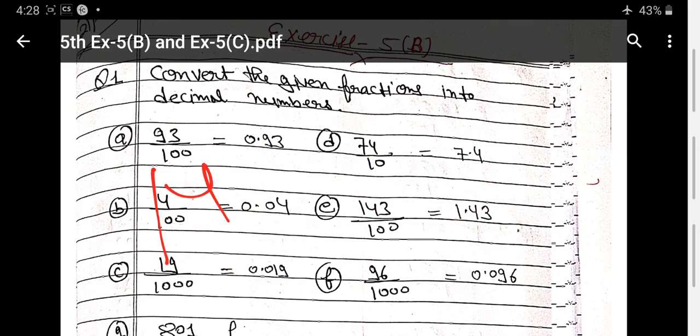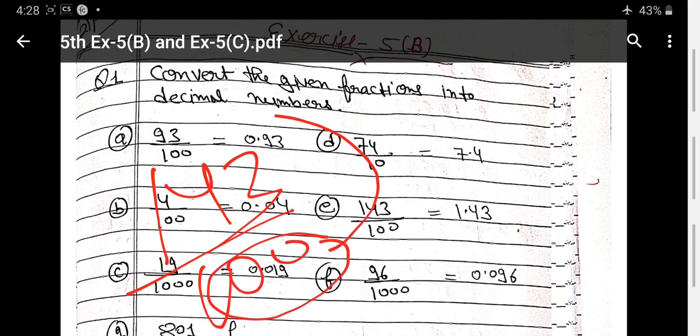Now 143 upon 100. Two zeros are there, so after two digits you have to put the decimal, so it becomes 1.43.